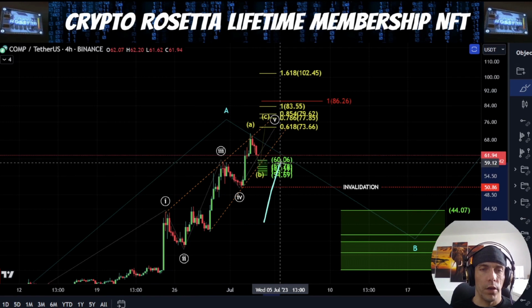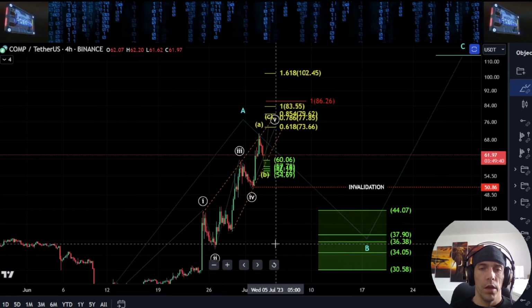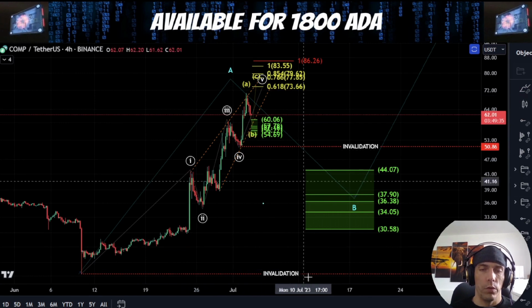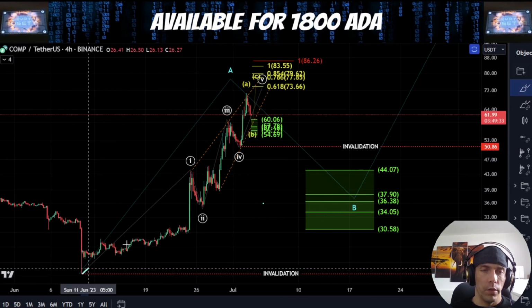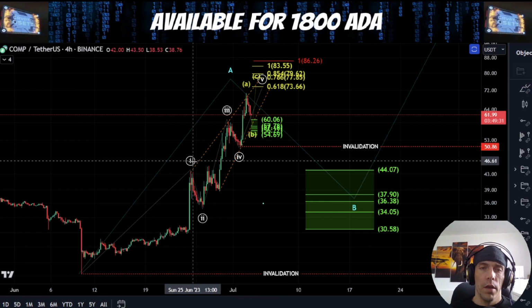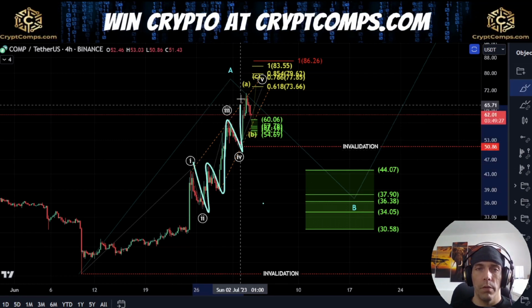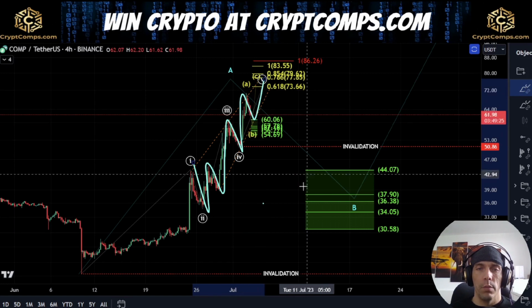Now within this as a diagonal pattern, what we'd be arguing is instead of having this move as 1 into here, this is a 2, and then this 1, 2, 3, 4, 5, what we'd be looking at is this is A, B, C for 1. This would be our wave 2. We'd have A, B, C for 3. This is wave 4. We'd have A. We're looking for B, and then we're looking for C here.